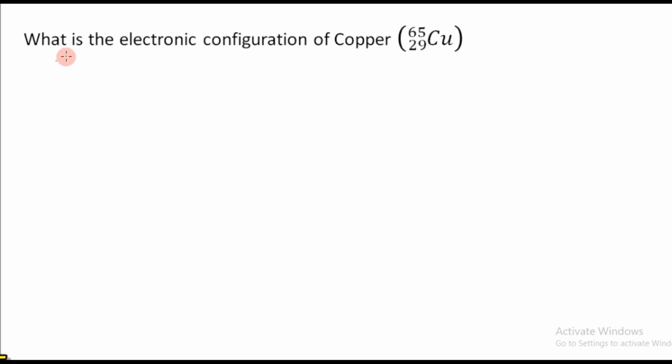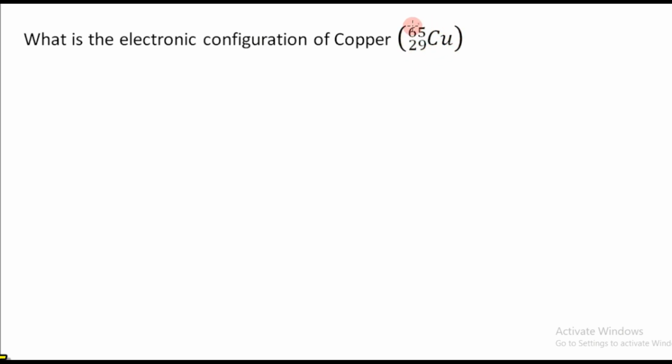So here we're going to look at this question. The question is, what is the electronic configuration of copper, given that the atomic mass of copper is 65 and the atomic number of copper is 29?